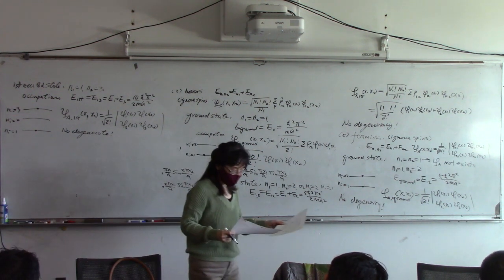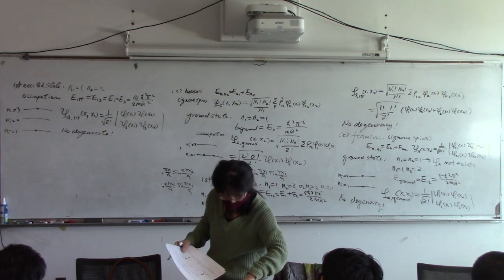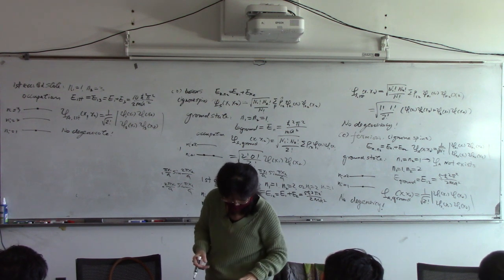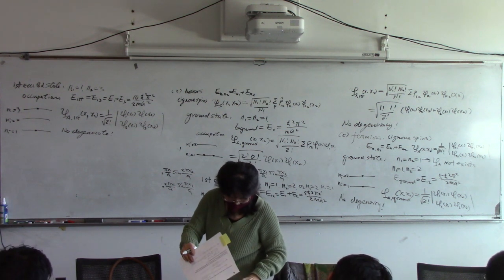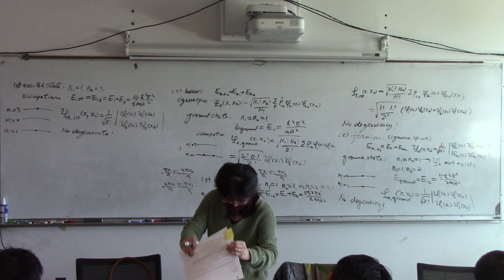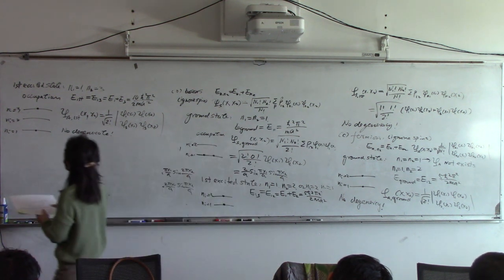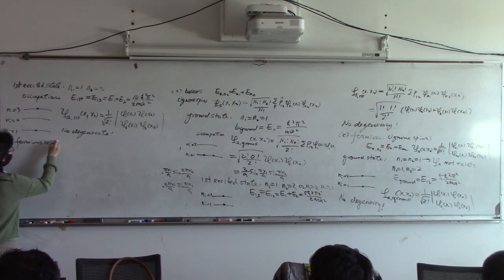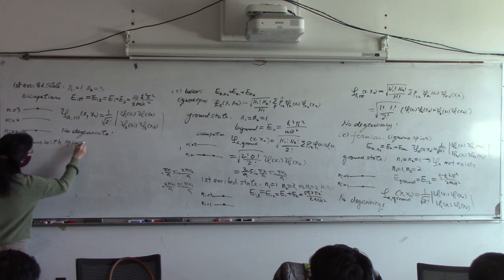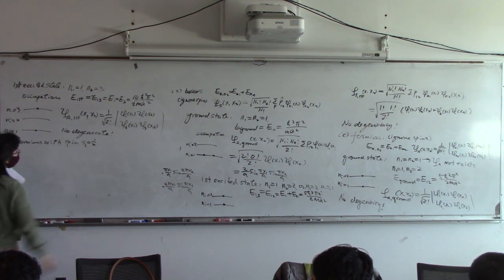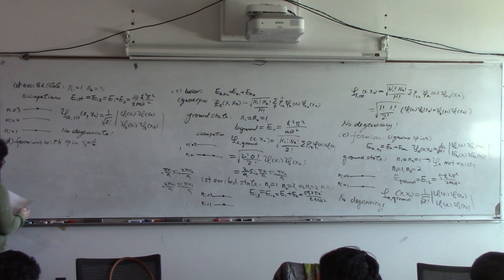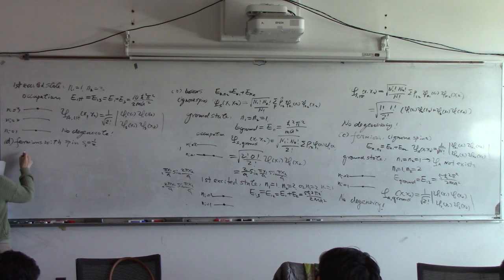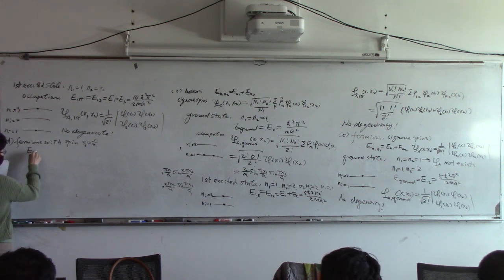Okay, now we go to the challenging one. Now we consider spin. How to construct the wave function with spin in this case, spin up. Okay, so now let's consider, in general, the energy is still the same.